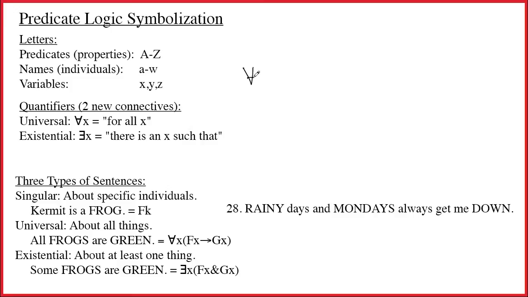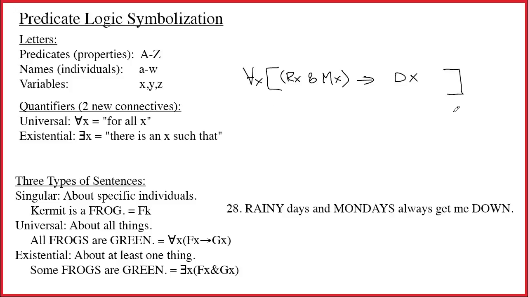Let's get started. Universal quantifier. Get a set of brackets. We know that universals go with arrows. The subject of the sentence is rainy days and Mondays. How do you symbolize rainy days and Mondays? Virtually everyone would want to say, well, that means Rx and Mx. And then the consequent of this sentence inside the brackets is Dx.